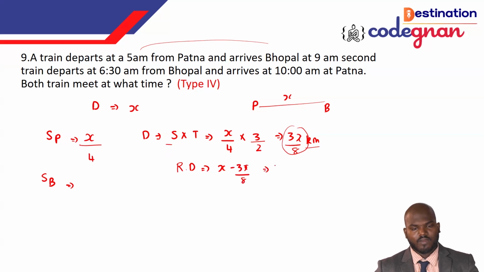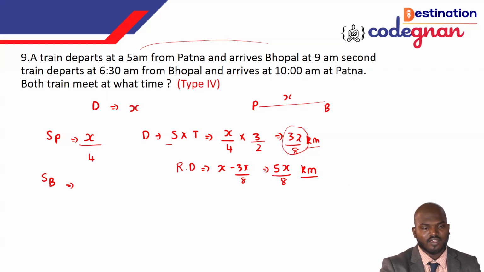If you work it out, this value will give you 5x by 8 kilometers. So 5x by 8 is the complete remaining distance here. You don't want to make it different, you need to take it like this. That's the only important thing to consider here, or else it will be totally confusing. So let's take the relative speed, because both of the trains are traveling in the opposite direction.